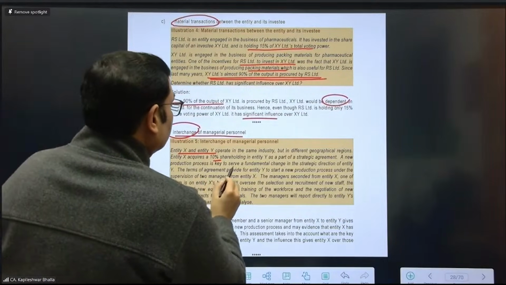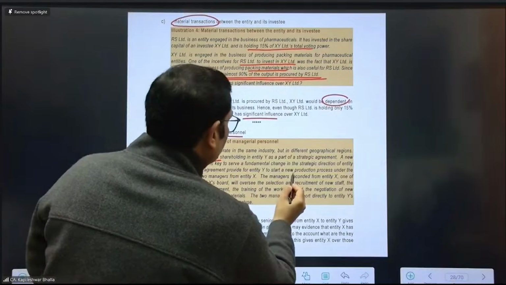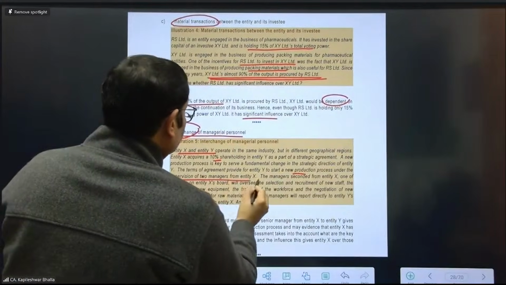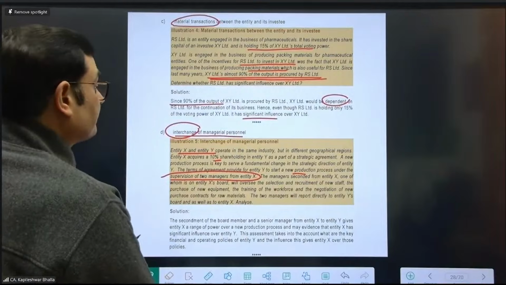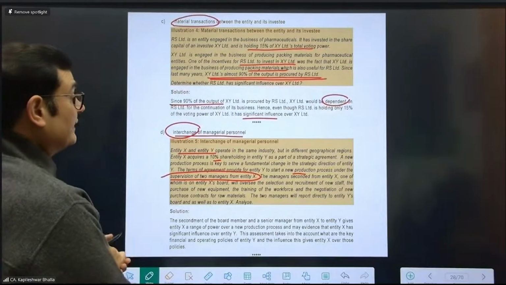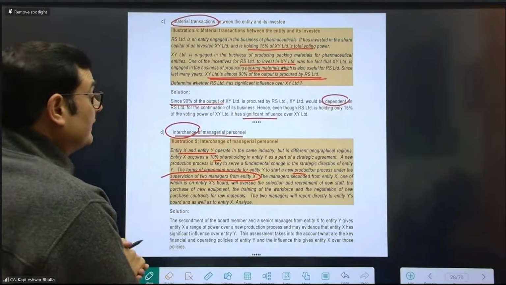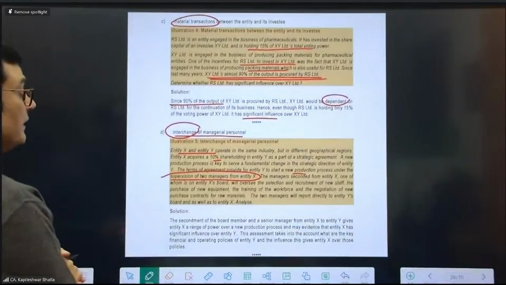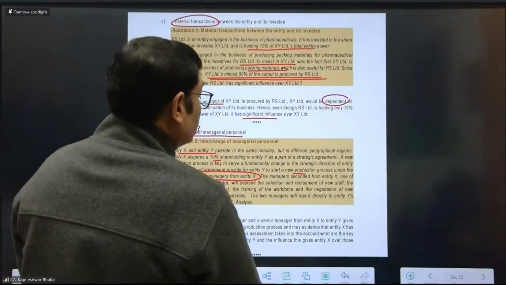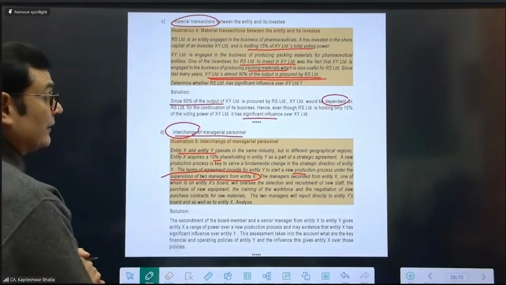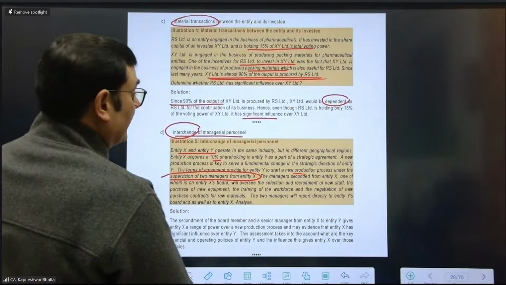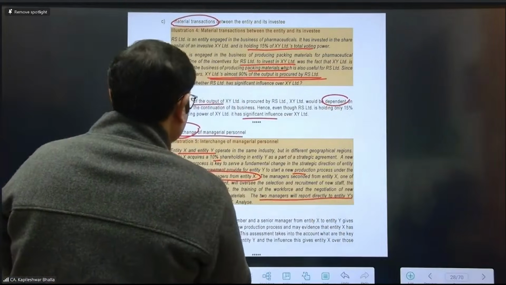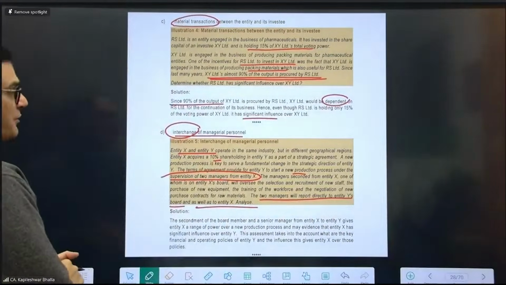The terms of the agreement provide that Y will start a new production process under the supervision of two managers from entity X. The managers seconded from entity X, one of whom is on the X board, will oversee the selection and recruitment of the new staff, the purchase of the new equipment, the training of the workforce, and the negotiations of the new purchase contract. And the two managers will report directly to Y's board as well as to entity X.